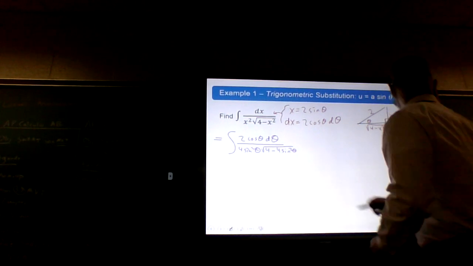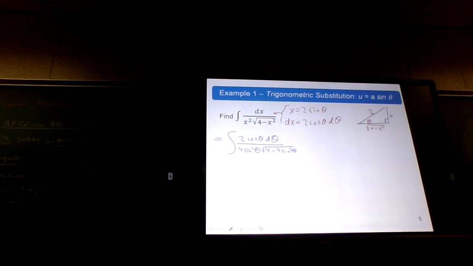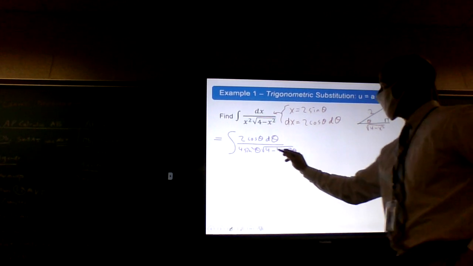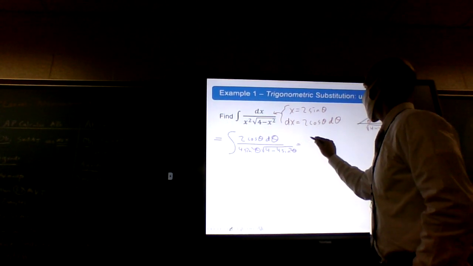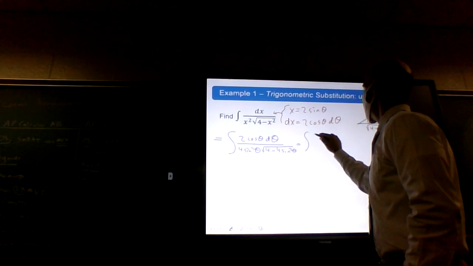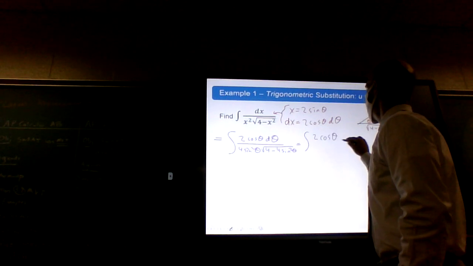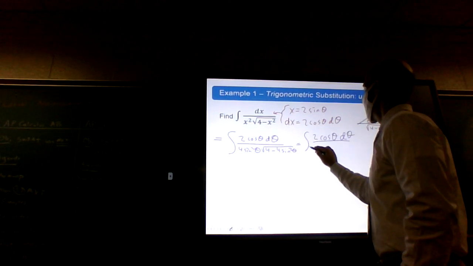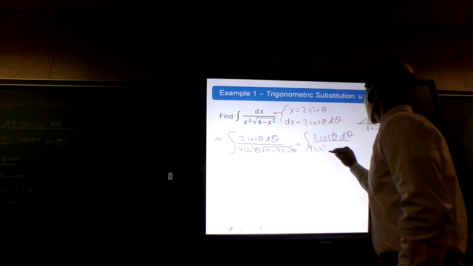I should probably refresh your memory that there's a couple of things like sine squared theta plus cosine squared theta is equal to 1. Agreed? Similarly, you could say that cosine squared theta is equal to 1 minus sine squared theta just by subtracting, right? Keep that in mind. Would you agree that we could factor out a 4 on the denominator? So that gives us 4 cosine theta d theta over 4 sine squared theta.